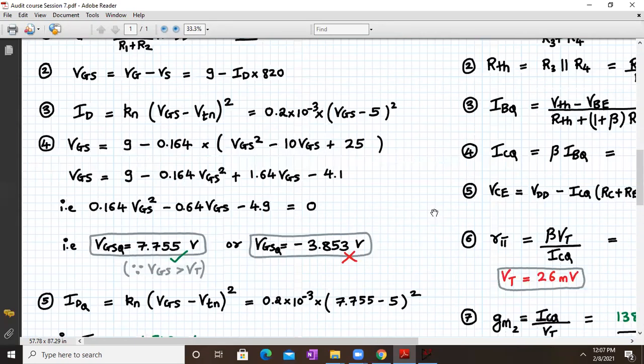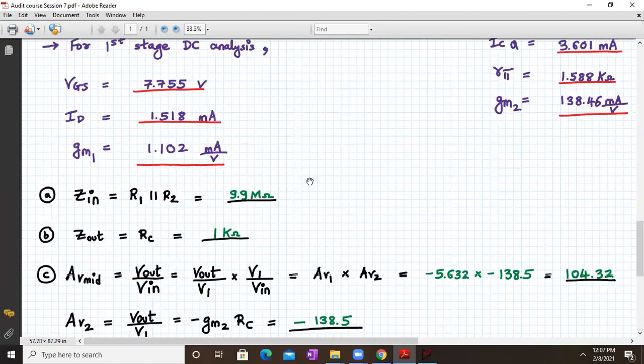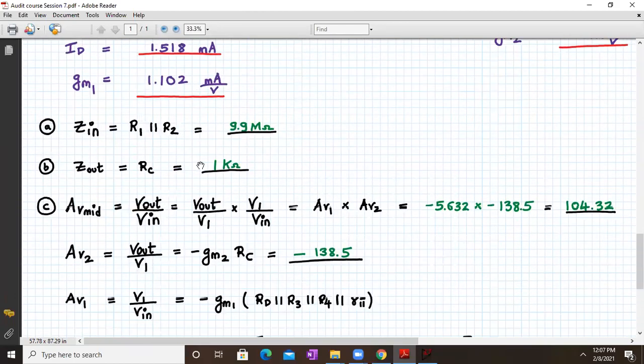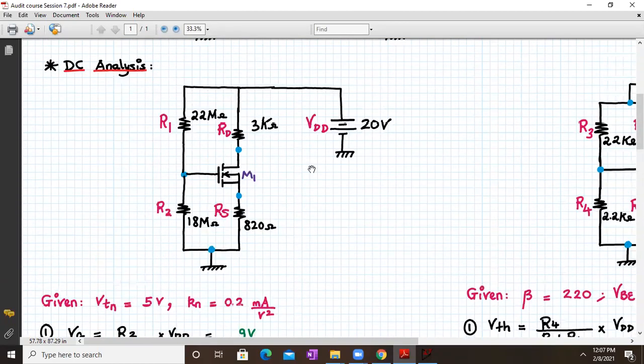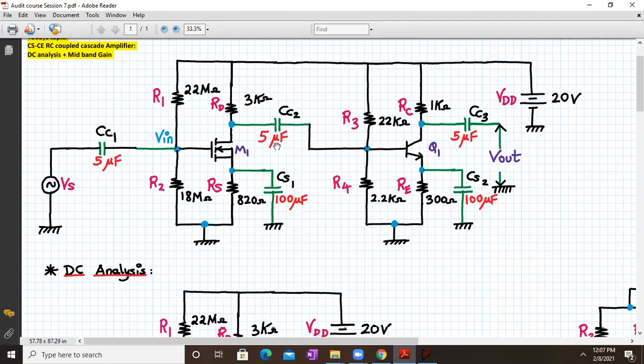Now let us check out the AC analysis. For the AC analysis, we eventually draw the small signal equivalent model, which I have not shown over here. I'm assuming that you all have already gone through that, and we are directly calculating Zin. So Zin will be R1 parallel to R2 and Zout will be RC. And similarly, we have to calculate AV1 and AV2.